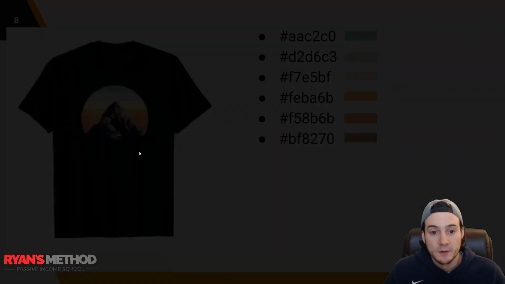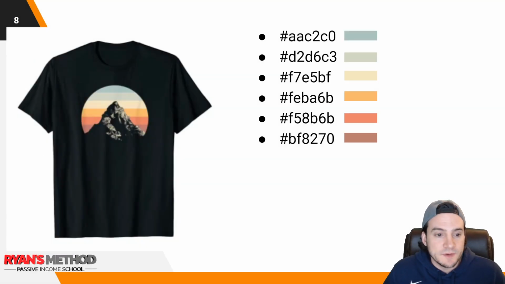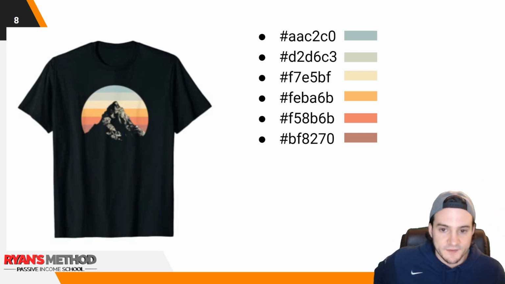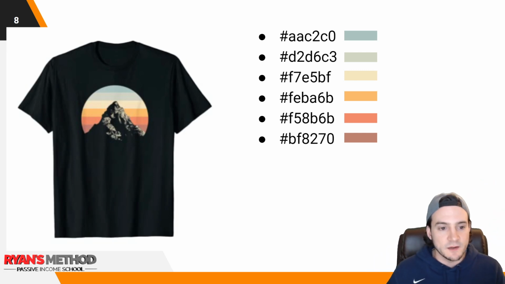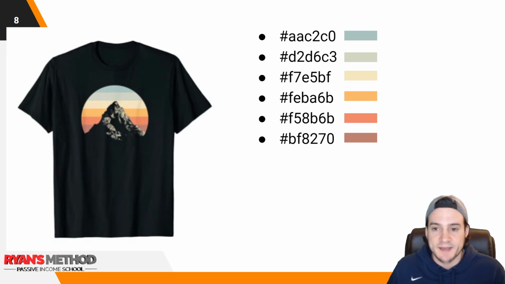So this one is a mountain. Well, the mountain, I guess, doesn't matter. That's just a silhouette, or not even a silhouette, actually. It's a graphic overlaid on the very soft, softer pastel color range in this color scheme. It goes from a light pastel blue to a green to a tan to an orange to a light red to a darker red. And I'm a big fan of this color scheme. I think it looks great.